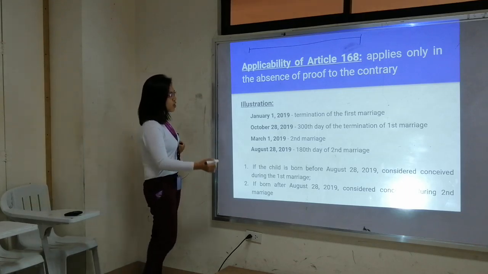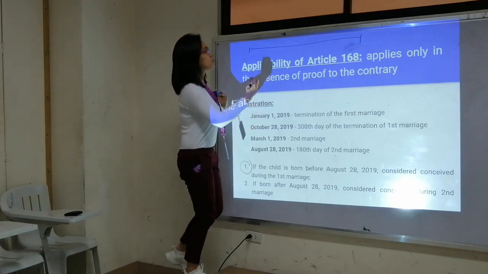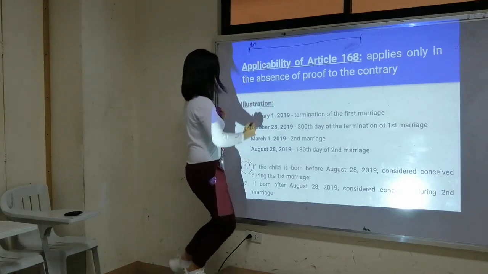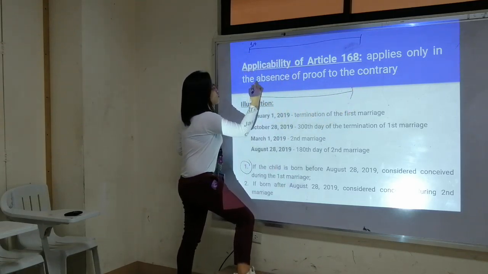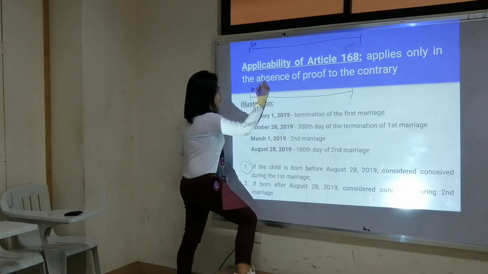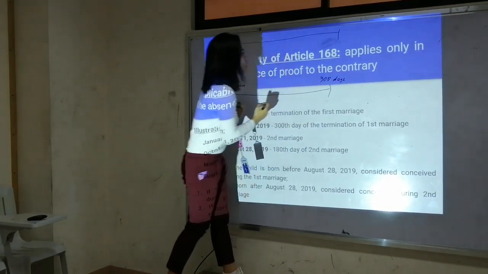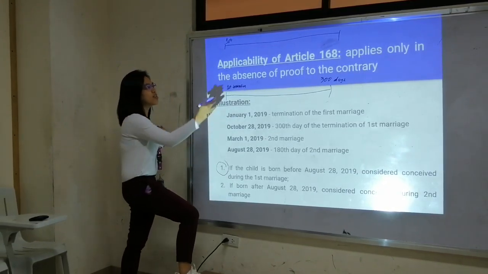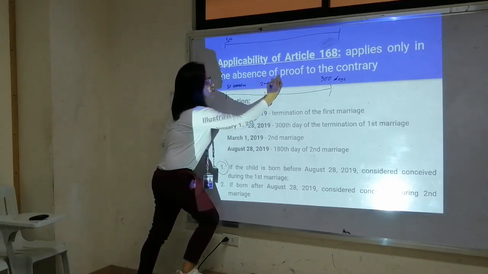So, first rule is if the child is born before the 180 days. So, the illustration will be like this. Okay, so, for example, here the termination of the first marriage happened. And then, this is the 300 days. So, here ends the period of 300 days stated in Article 168. And then, the mother of the child contracted a subsequent marriage within 300 days. So, supposing this is the second marriage.